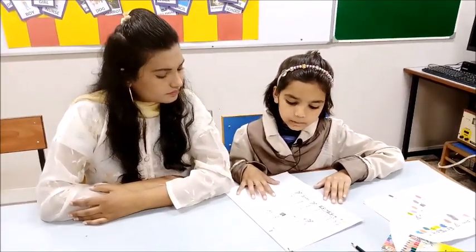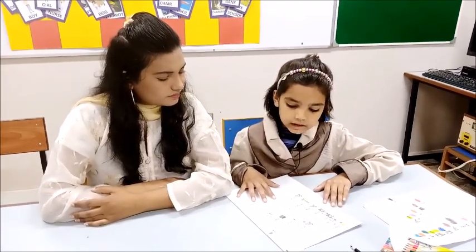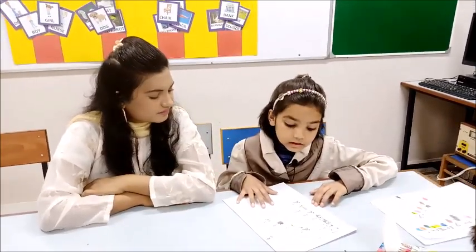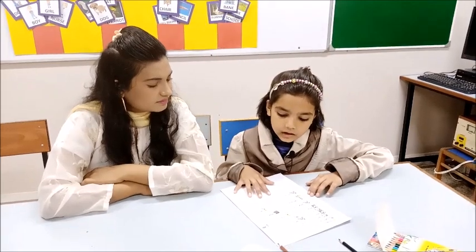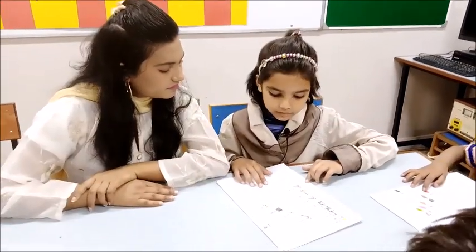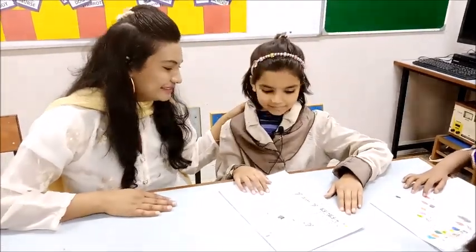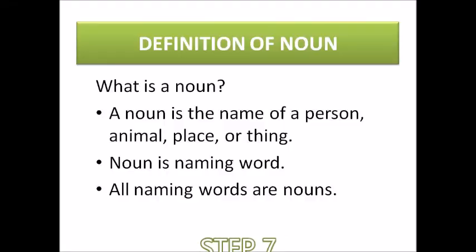Jumped into a box. Fox and box are nouns. Farmer came with the boy. Farmer and boy are nouns. Fox ran away. Fox is a noun. Well done, Anya. After practicing so much about the nouns, now the students would be able to define the nouns in their own words.